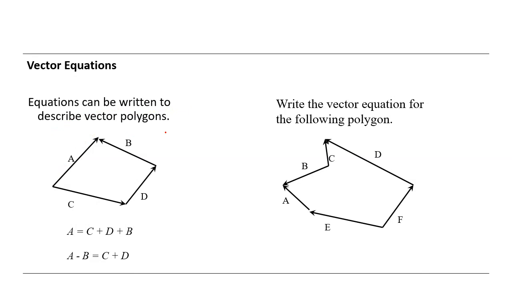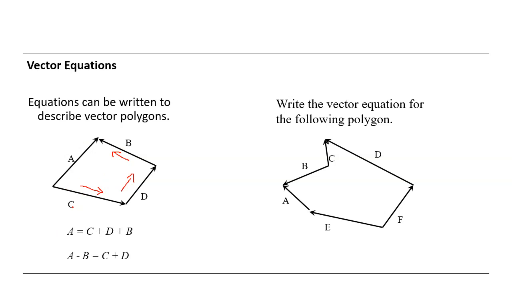And this is what we actually use in mechanisms to make kinematic analysis. So if we have such a vector polygon, that means A minus B minus D is equal to C. Or A is equal, let's say, to C plus D plus B. So we can write A is equal. This is always the same direction. A is in that direction, C in that direction, and that closes the vector polygon.